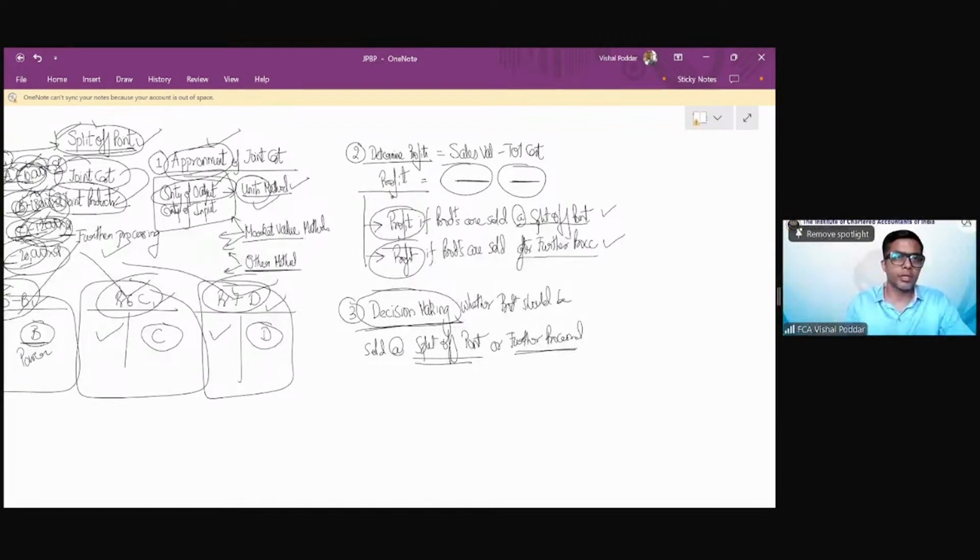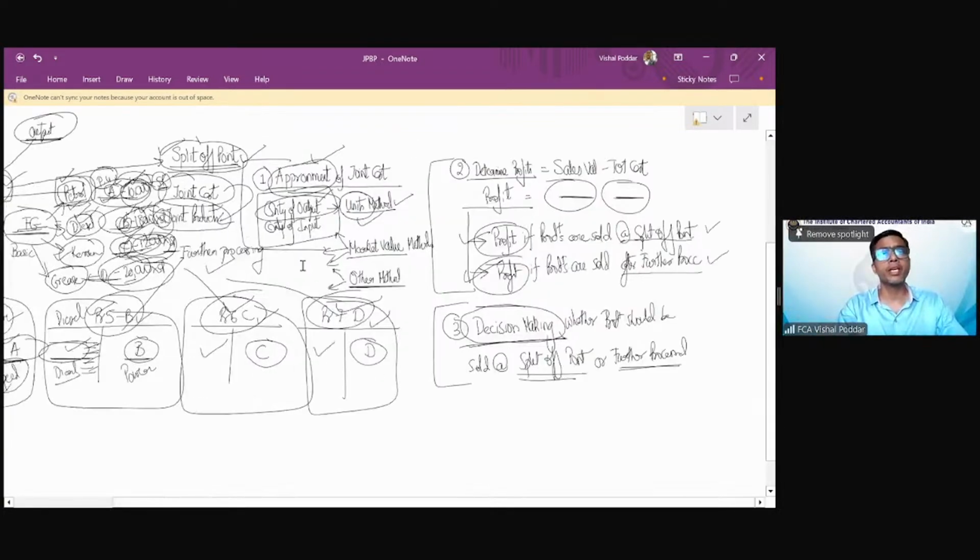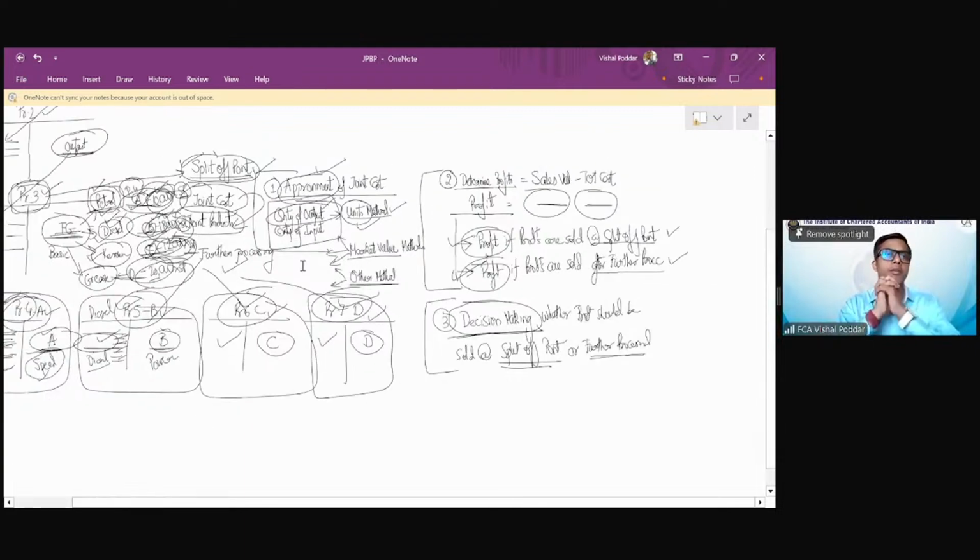So first, apportion the joint cost using one of the methods. At times they will ask you to do it by 2 or 3 methods. Determine the profits, which can be at 2 stages. They may ask you both or one of them, and they may ask you to do decision. This is the whole syllabus of this chapter. Once you understand this, then we can proceed to actually solve this.